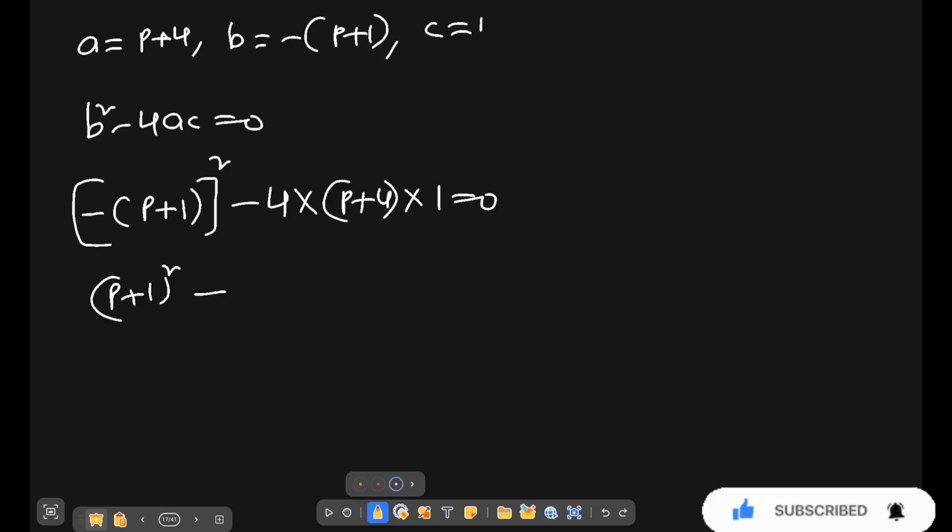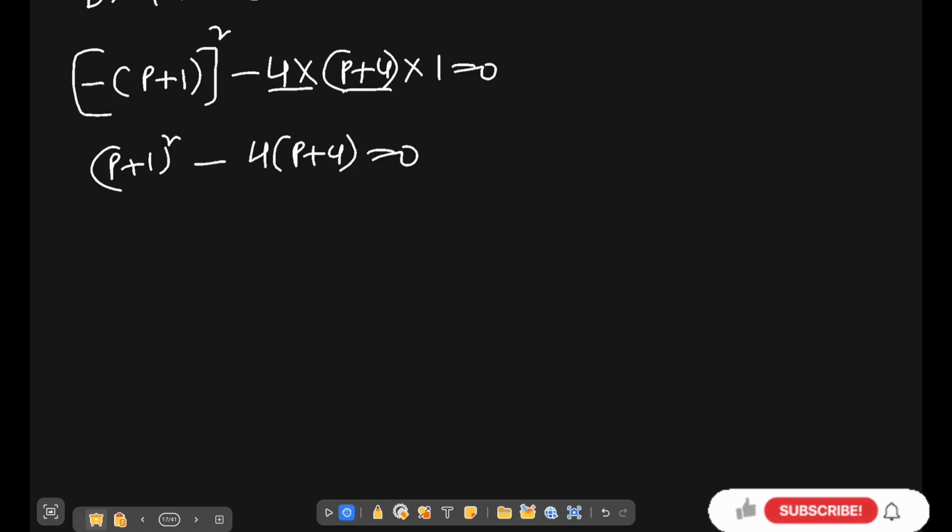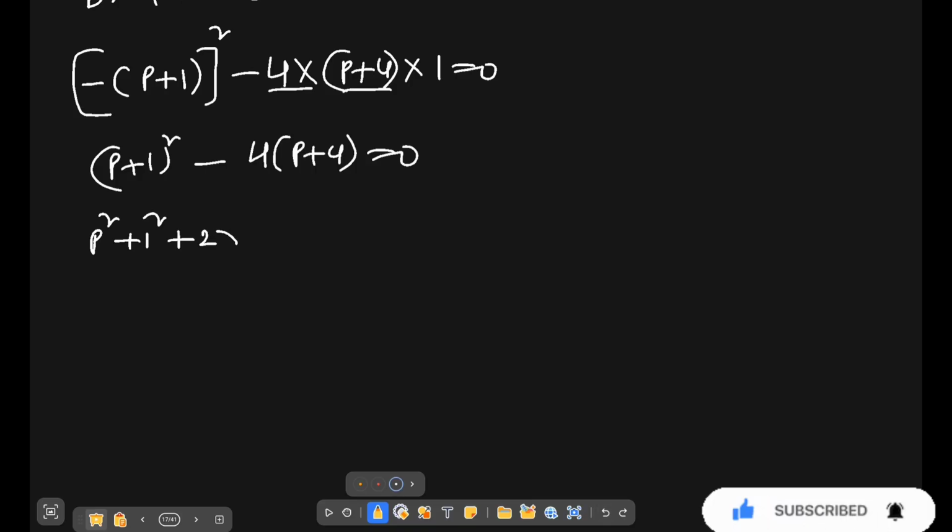Next, it is equal to minus 4 into p plus 4 into 1. Into 1, it gives the same result. That means 4 of p plus 4 equal to 0. So let's expand this with the a plus b whole square formula. What is the a plus b whole square formula? a square plus b square plus 2ab. So p square plus 1 square plus 2 into p into 1, minus 4 into p, minus 4p, minus 4 into plus 4, minus 16, equal to 0.